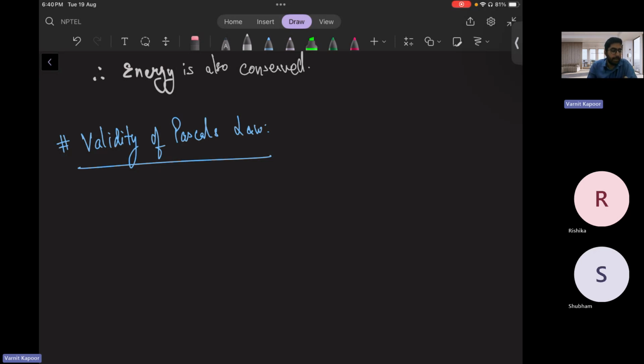Also, ideal fluids, we have seen what different kinds of fluids. Ideal fluids have zero viscosity, that means zero shear stress. Then also it can have the validity.